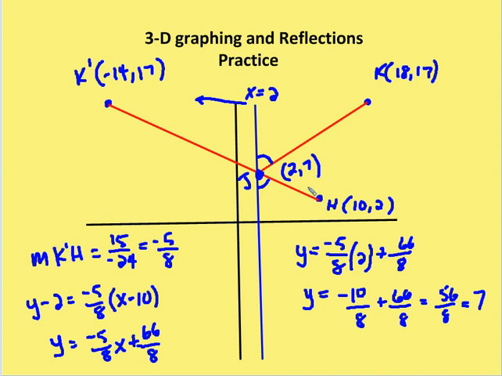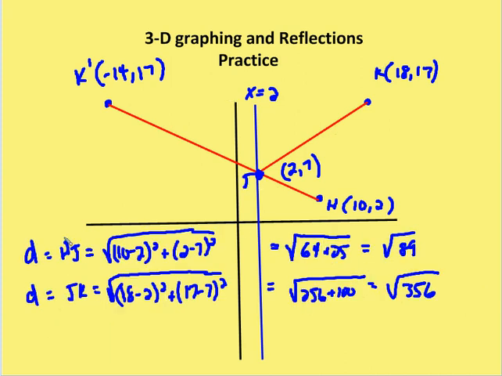Now we need to find the distance between H and J and K and J. So we use the distance formula to solve. And we see that H to J is the square root of (10 minus 2) squared plus (2 minus 7) squared, or the square root of 64 plus 25, which equals the square root of 89. Then from J to K, I have (18 minus 2) squared plus (17 minus 7) squared, which equals the square root of 256 plus 100, or the square root of 356. So the distance between H and J and K is the square root of 89 plus the square root of 356.